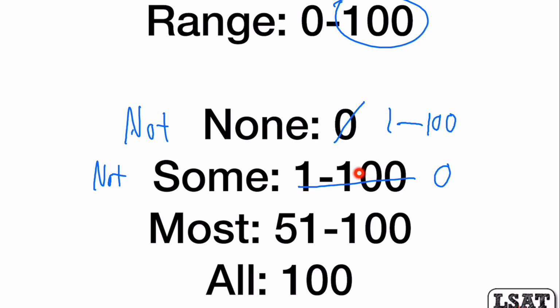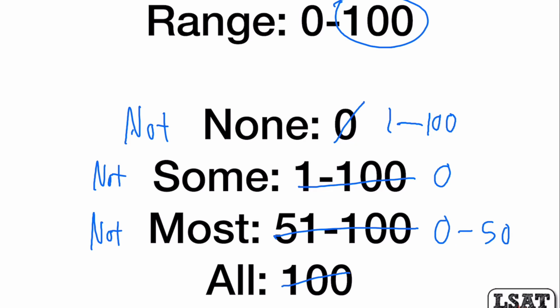If I get rid of 1 to 100, only 0 is left. What about most? If I say not most, well, it's not 51 to 100, so we start at 0, and we go to the biggest number that isn't 51, which is 50. So not most is 0 to 50, because 50 out of 100 is half. That's not most, it's exactly half.